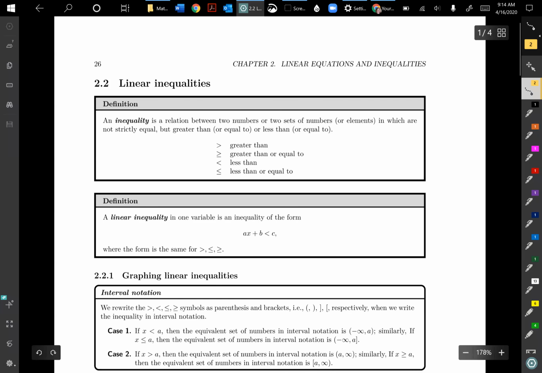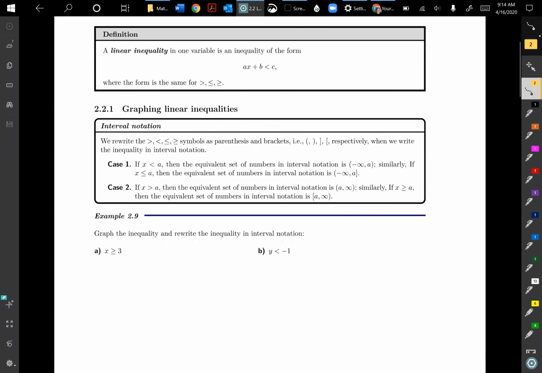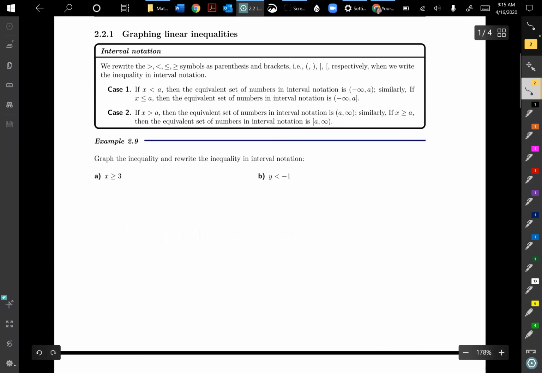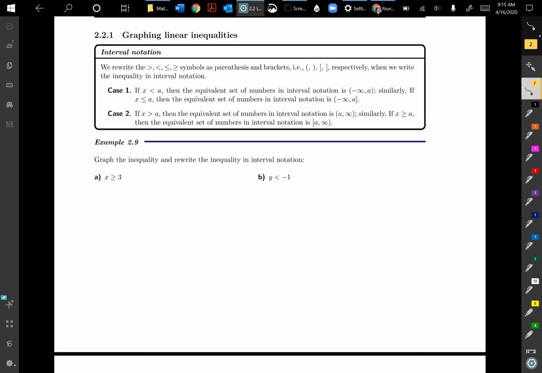A linear inequality in one variable is an inequality of the form ax + b < c. And we actually can use all the same ways to solve as we do for regular equations, equalities, but there's one twist to it when we divide or multiply by a negative, so you might remember that. So we'll go through that and why that is when we get to it. First we're going to look at how to graph them and do the interval notation, and this is probably something that's pretty brand new to you. So 2.2.1, graphing linear inequalities.